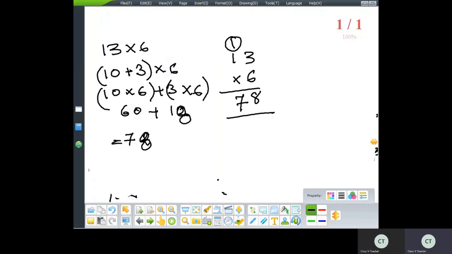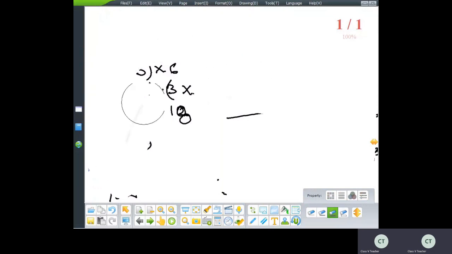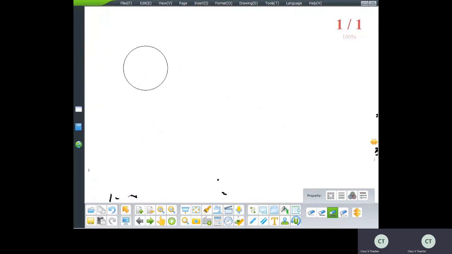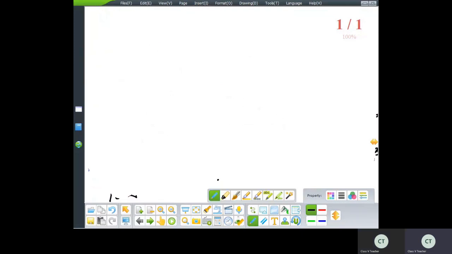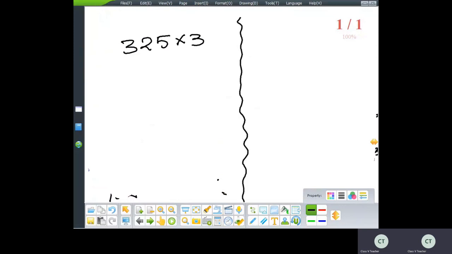Okay. So now, this was 2-digit with 1 digit. Now let us try with some bigger number, 3 digit with 1 digit. Okay, so let us take the number 325 into 3. So this is the number. Let me first solve by split and multiply.